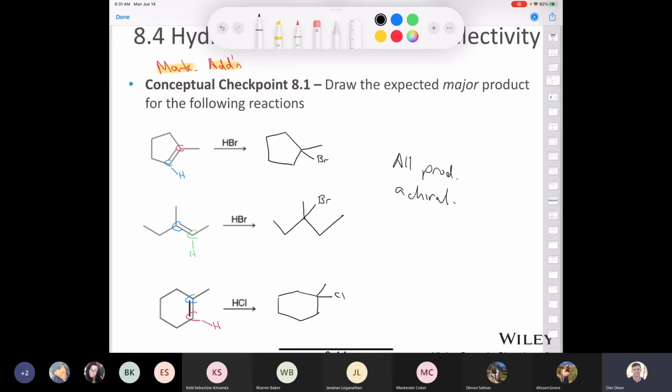So we don't have chirality to worry about. And if you're wondering, what would happen if I have a chiral center? Well, I guess we're going to have to address that later since it wasn't covered in this one. And in order for us to address that, we need to take a look at the mechanism.